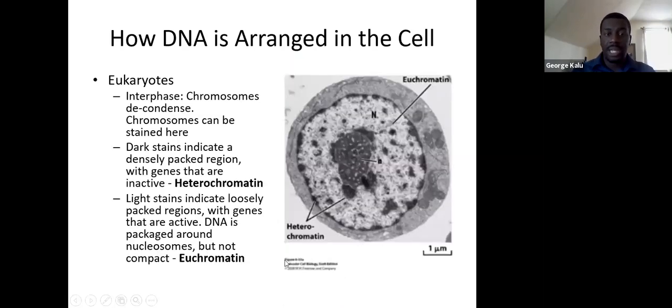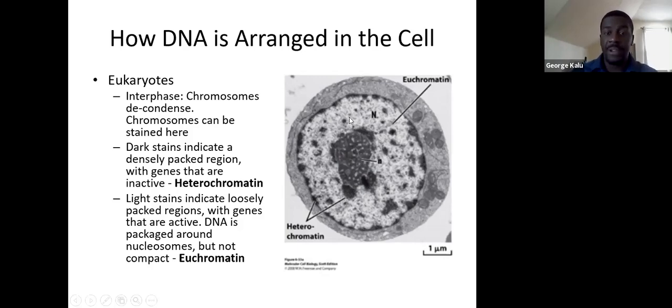And so when we're looking at our eukaryotic DNA, chromosomes have the ability to either decondense or condense. In interphase, those chromosomes are going to be decondensed, and so those are going to be stages where the chromosomes can be stained using various types of processes here, so you can see it under a microscope.